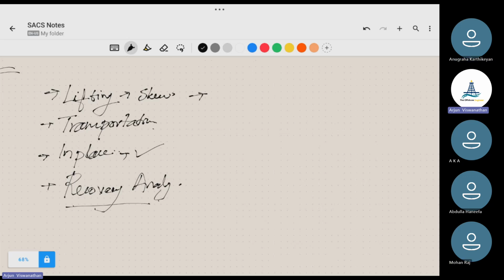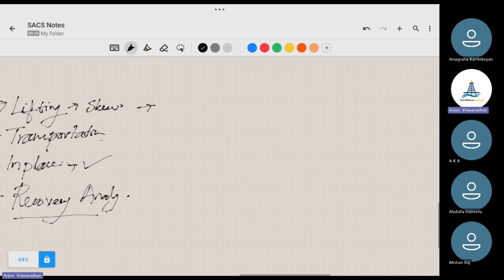Okay. So when we talk about lifting analysis, we have a few critical cases. Let's say our structure weight is 1 ton. When we do the lifting analysis, we will be applying some extra factors to it. So let's understand what factors are involved in the lifting analysis.